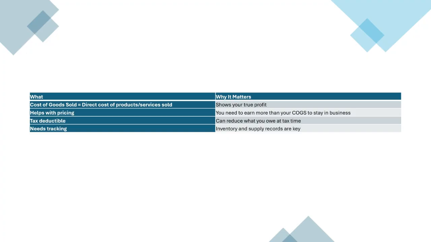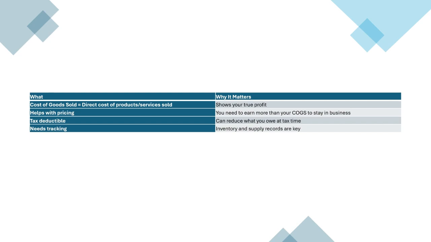So, to sum it all up, cost of goods sold is all about the direct cost of making or buying the product you sell. So, what is the cost of goods sold and why does it matter? It shows your true gross profit. Remember, we're going to take the sales revenue minus our cost of goods sold to give us our gross profit. It's going to help us with pricing.